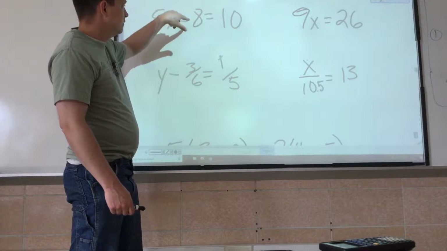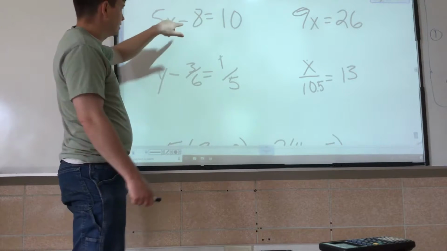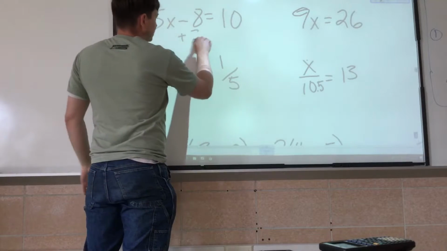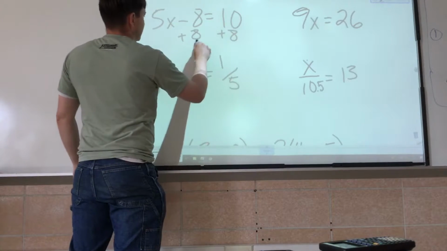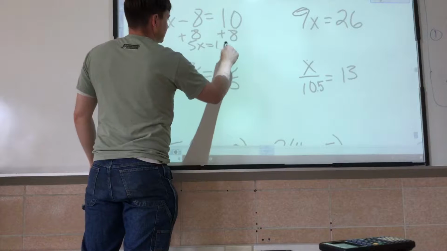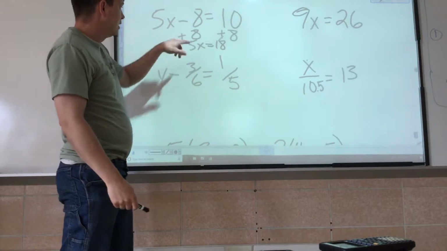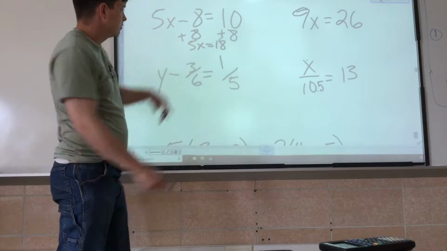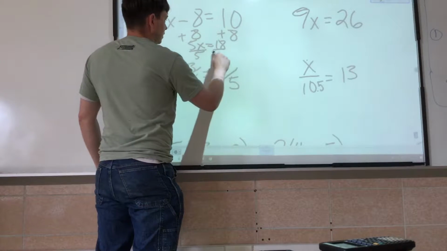So right now there's -8, I got to get this to have 0 coins instead of -8 coins, so we'll add 8 to both sides. Then I've got 5x equals 18. Next thing I do is say, okay, I've got 5 boxes, there's 18 coins, 5 by 5, 5 by 5.